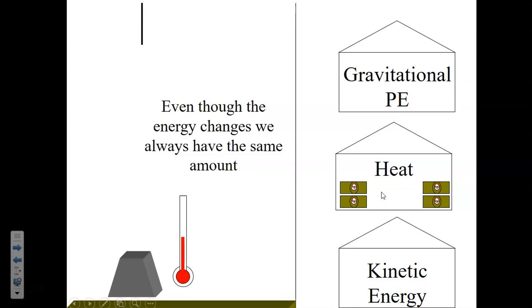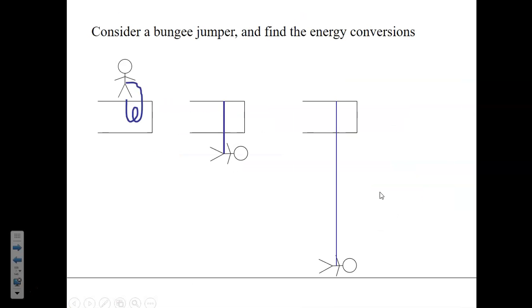Okay, but notice we still have the same amount. Thinking about a bungee jumper, here we've got a bungee jumper with an elastic cord. Okay, they're going to jump. And here they're falling, and they're just about to stretch the cord. They haven't stretched it at all, which is why it's still the same thickness.